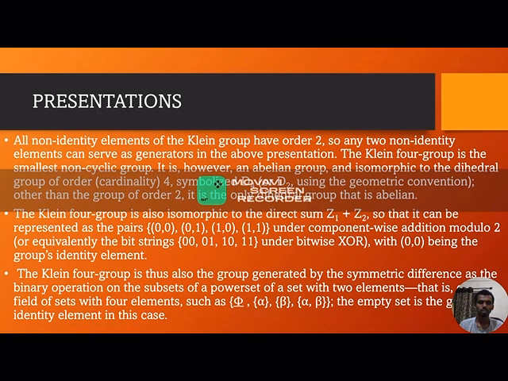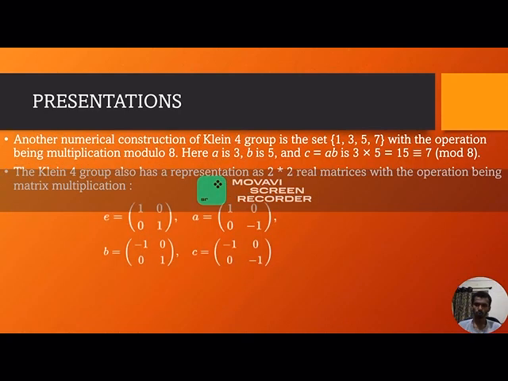Another numerical construction of the Klein 4 group is the set {1, 3, 5, 7} with the operation being multiplication modulo 8. Here a is 3, b is 5 and c = ab is 3 cross 5 = 15, which is equal to 7 modulo 8. The Klein 4 group also has a representation as 2 cross 2 real matrices with the operation being matrix multiplication.